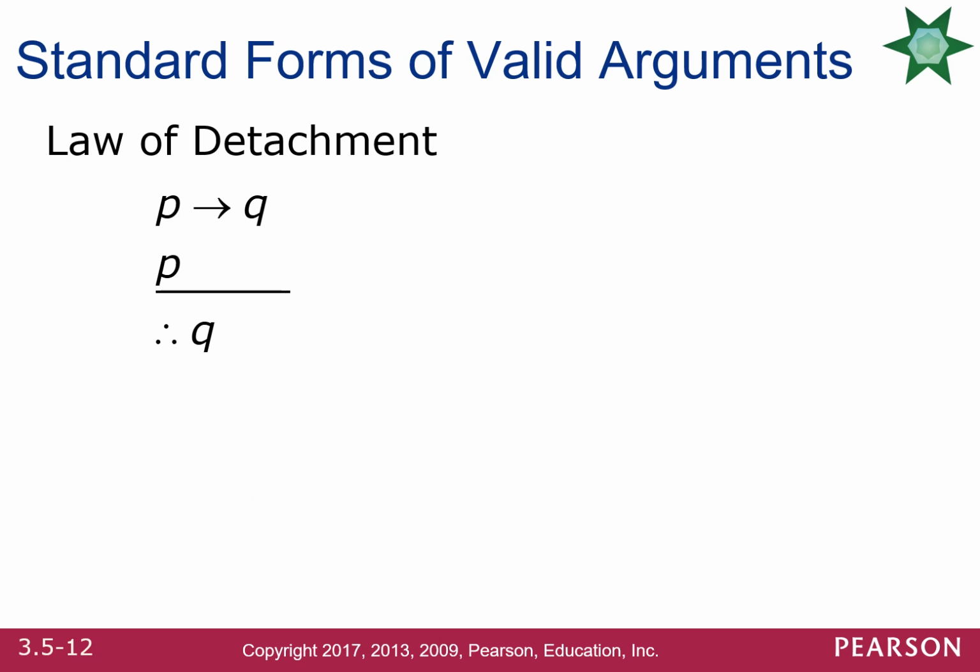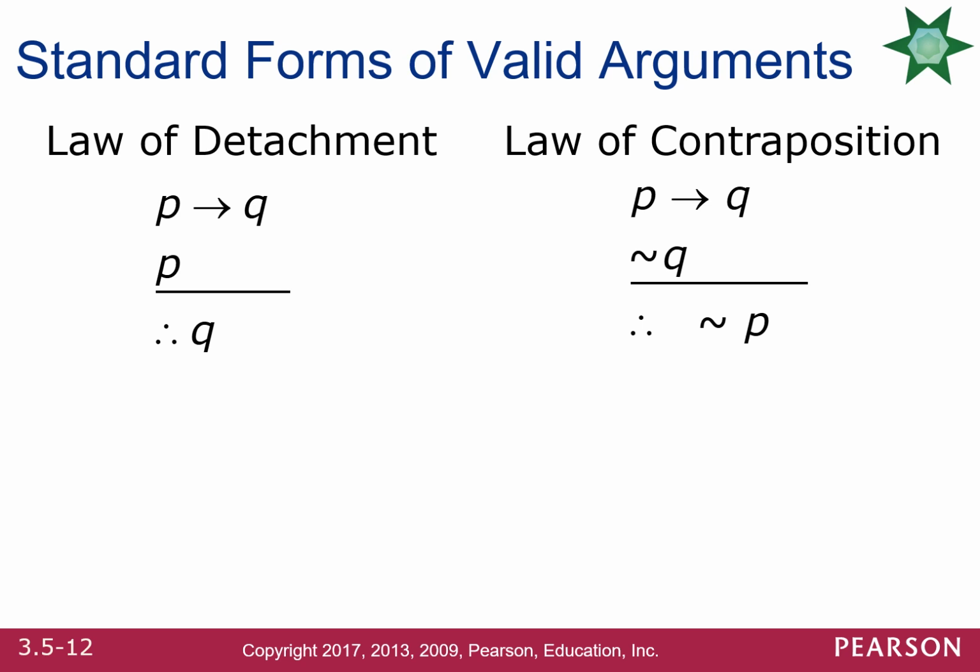Then there's another one called the law of contraposition, and this structure, as you will see when I pull up the results, is the same as what we worked through in the previous example. The first premise in the law of contraposition is if P then Q, and the second premise is not Q, then the conclusion is not P. If this is the form of the argument, then it will always be a valid argument.